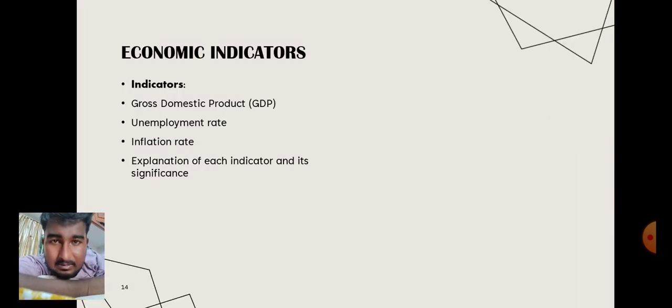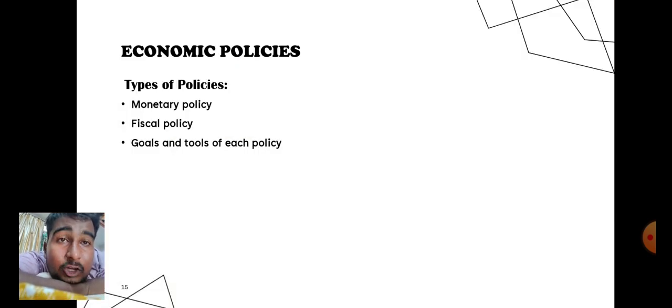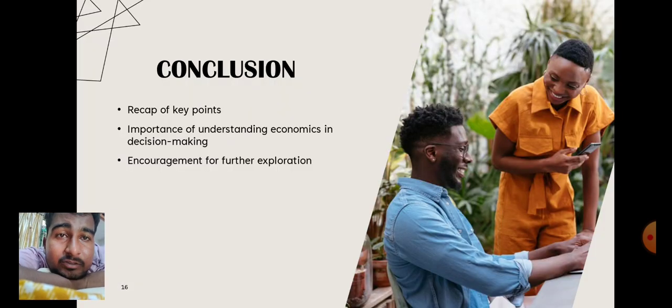Economic indicators: gross domestic product, GDP, unemployment rate, inflation rate. Explanation of each indicator and its significance. Economic policies: types of policies: monetary policy, fiscal policy. Goals and tools of each policy. Conclusion: recapitulation of key points, importance of understanding economics in decision making, encouragement for further exploration and discussion about micro and macroeconomic concepts and different concepts of economics.